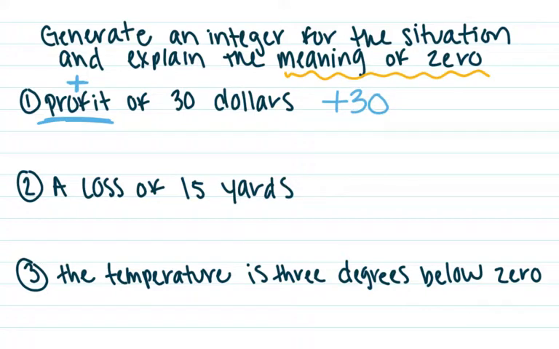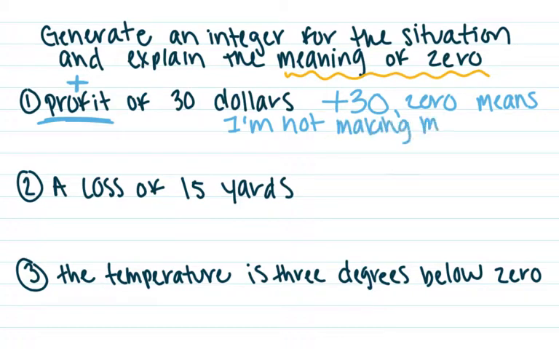Now, to explain the meaning of 0, what does 0 mean in that situation? Well, 0 would mean that I'm not earning money, but I'm also not losing money. I have 0. So it's neither a gain nor a loss. So let's summarize that. So 0 means I'm not making money or losing money. Nothing gained, nothing lost.